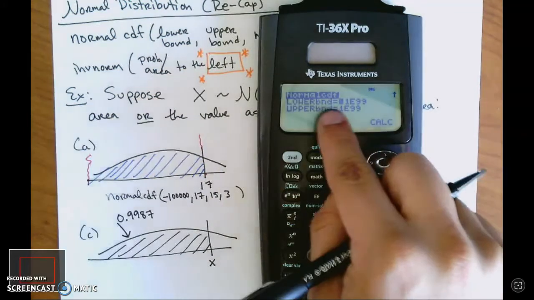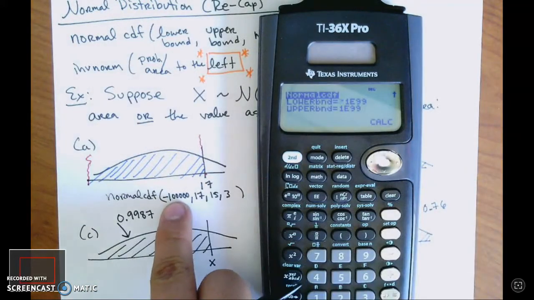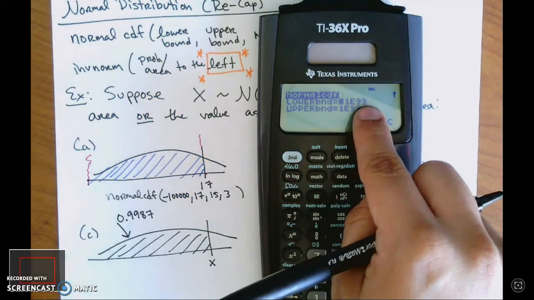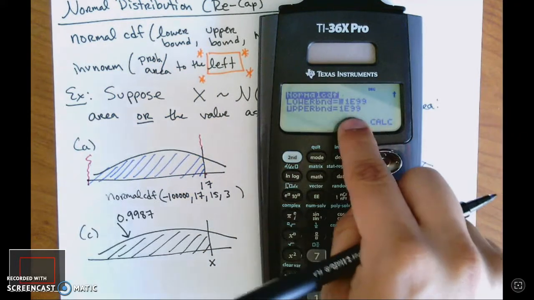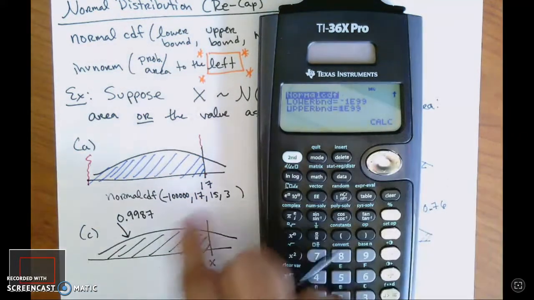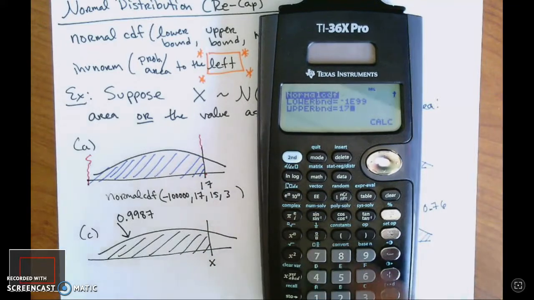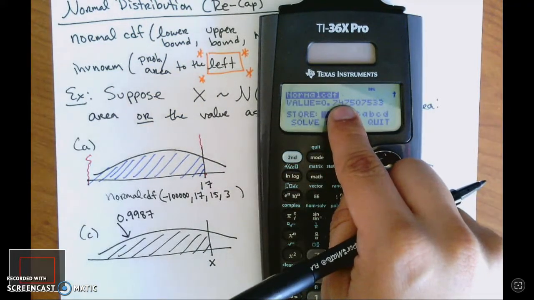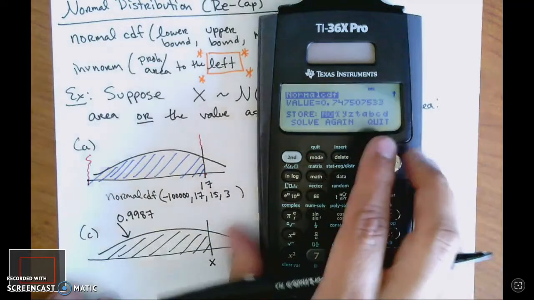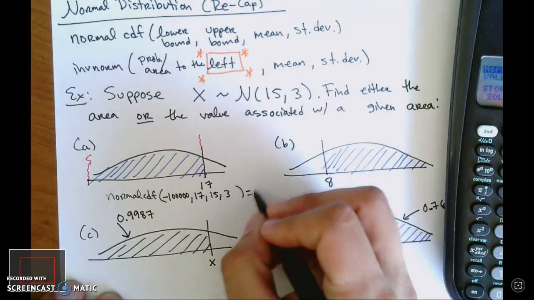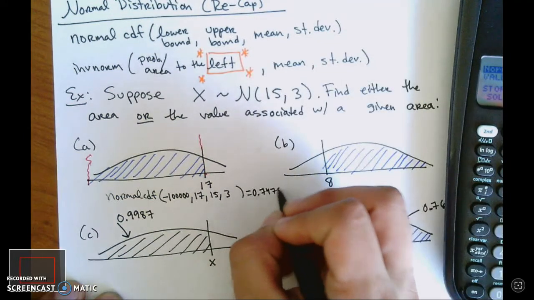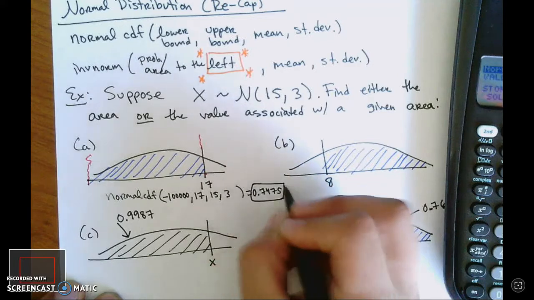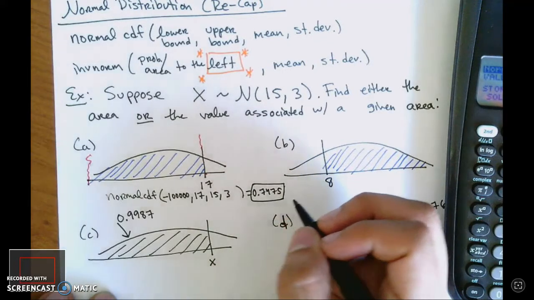And then for my lower bound, you can just leave it like that, or you can press negative 100,000 or whatever you want. But it's already given to you in scientific notation. Then you just need to figure out what your upper bound is, which in this case we wrote down was 17. Then enter, calculate, and there it is, 0.7475. So this is equal to 0.7475. That is the answer for this particular problem.